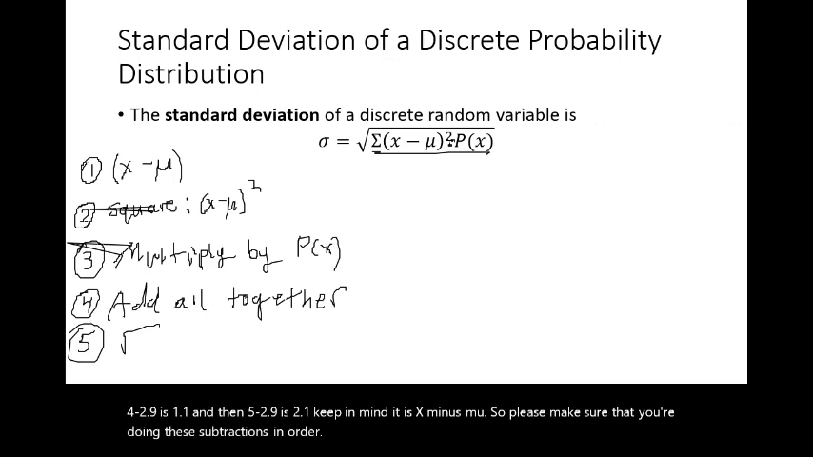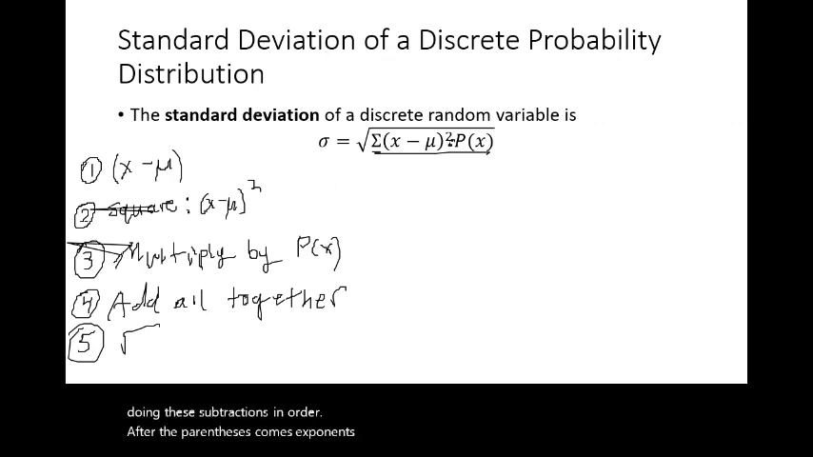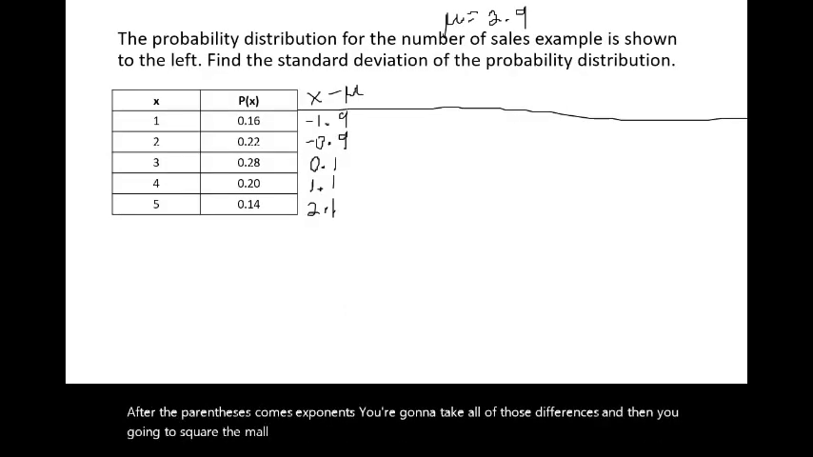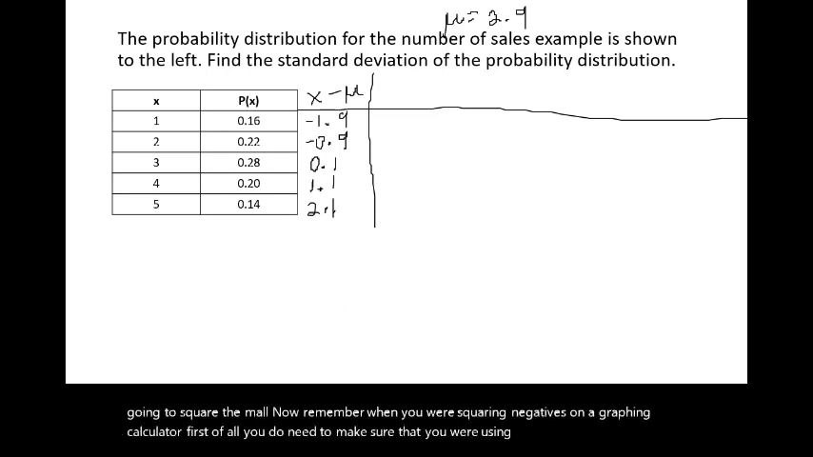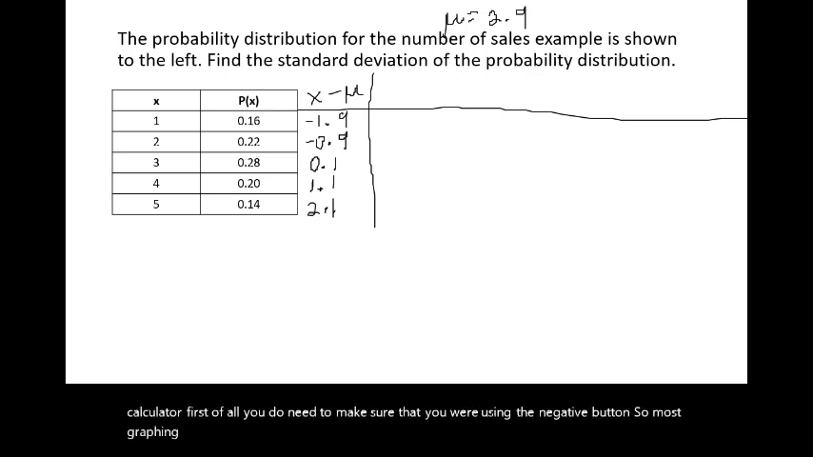After the parentheses comes exponents. You're going to take all of those differences and then you're going to square them all. Now remember, when you are squaring negatives on a graphing calculator, first of all, you do need to make sure that you are using the negative button. So most graphing calculators have a negative button that is different than the subtraction button. The button that you will use for negatives is near the decimal point.